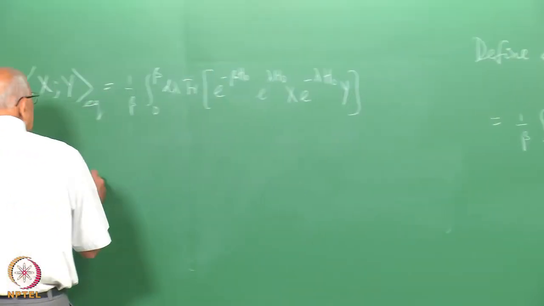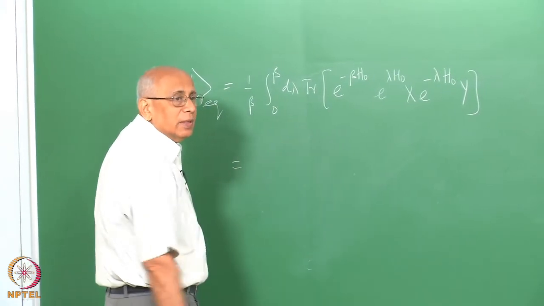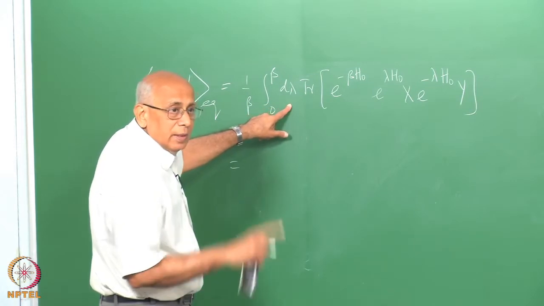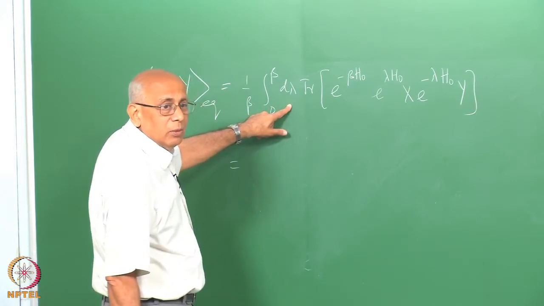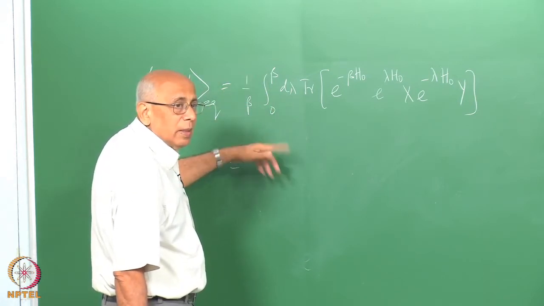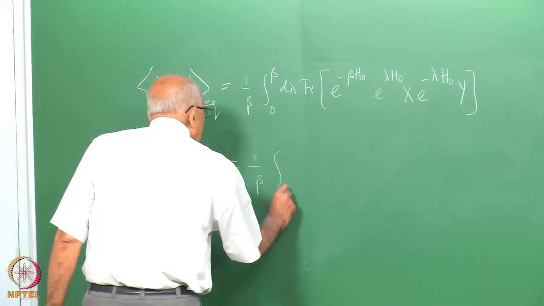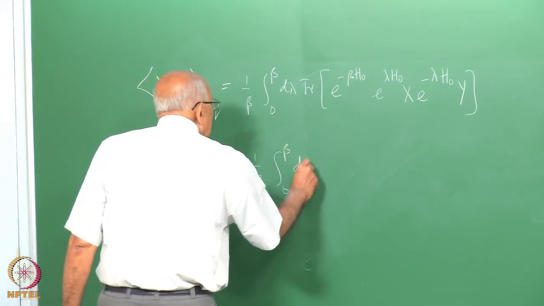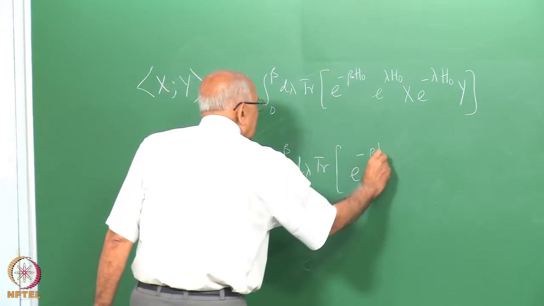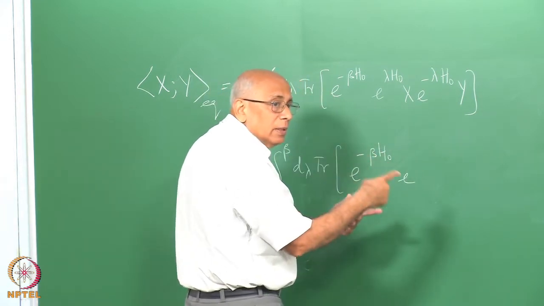So let's set beta minus lambda to be the variable of integration. Then this is a minus d lambda prime. If you put lambda prime is equal to beta minus lambda, the integration runs from 0 to beta here. So the minus sign cancels. And so this thing is the same as 1 over beta integral 0 to beta d lambda trace e to the minus beta H naught e to the, instead of lambda I should write beta minus lambda.